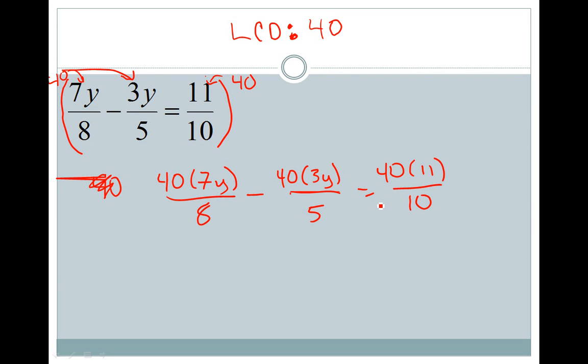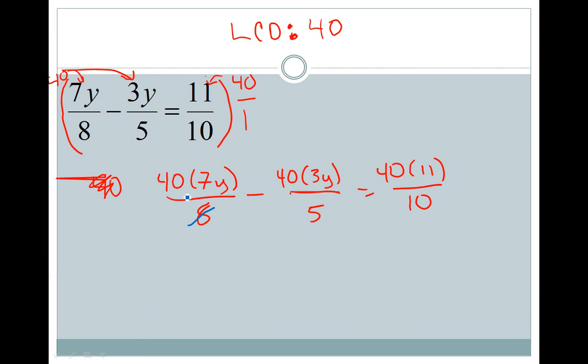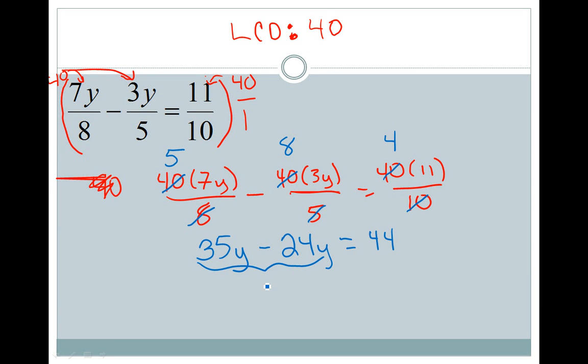That's really important. When you're multiplying through by the LCD, it's the LCD over 1. So the denominator stays the same. But what you're going to see that's so great here is that 8 goes into 40 5 times. We knew that. 5 goes into 40 8 times, and 10 goes into 40 4 times. So what's happened is we've created a situation where all the fractions are canceling away. So now that is 35y minus 24y when we multiply equals 44. Collecting our like terms here will give us 11y equals 44, and dividing will give that y equals 4.